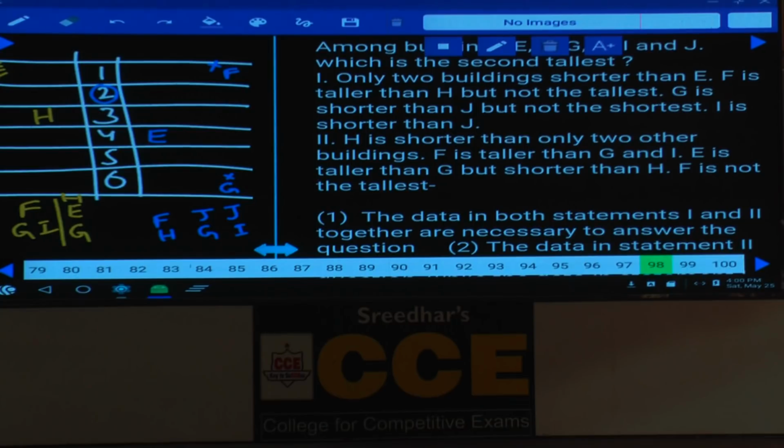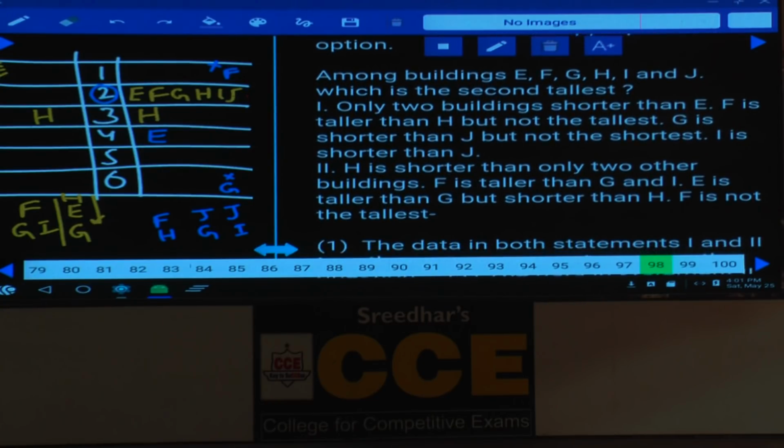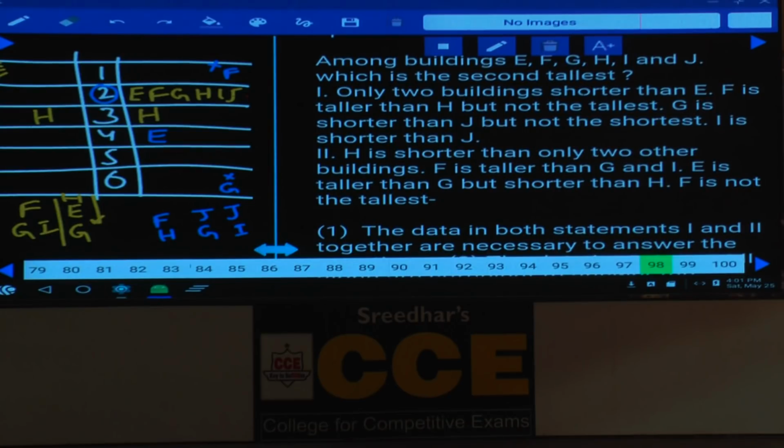Then by combining these two, 1 and 2, H will be at this place. If H is here, then H, E and G will be here. Now tell me what are the buildings here? The buildings are E, F, G, H, I, J. Among these, tell me which can be at the second place. H and E cannot be at the second place. Why? Because H and E were already at the third and the fourth place, so they were ruled out.